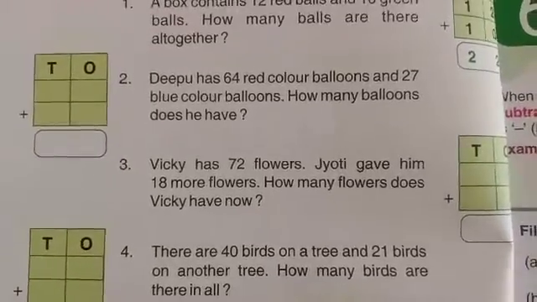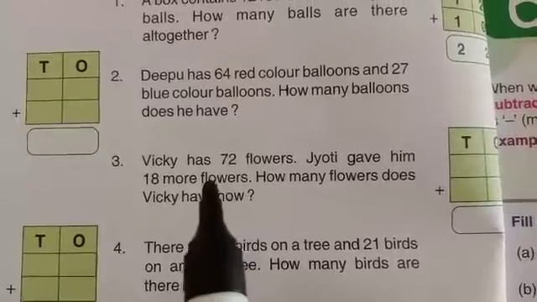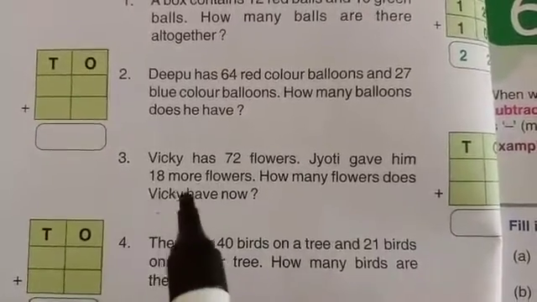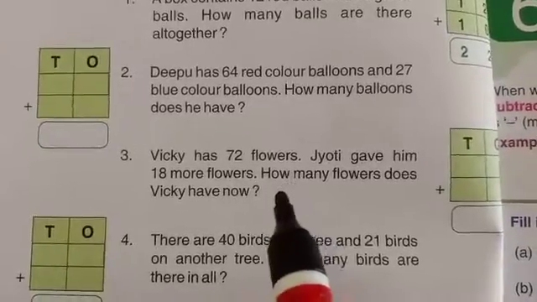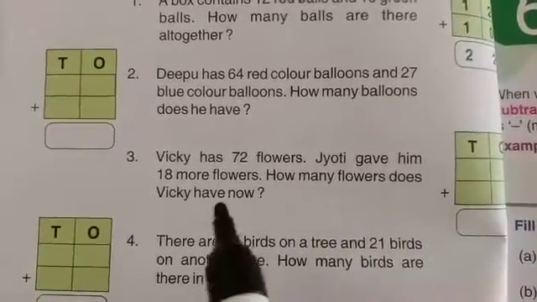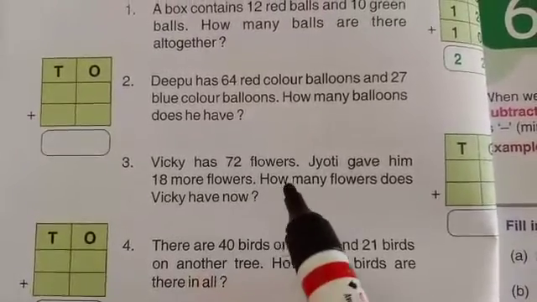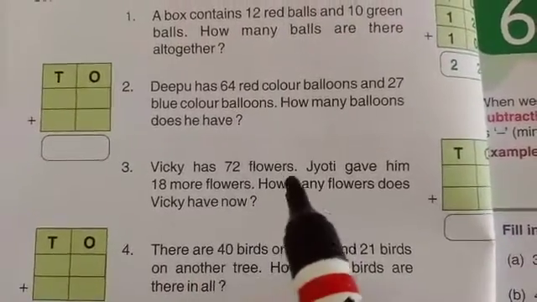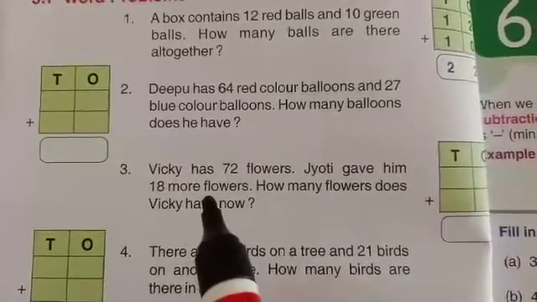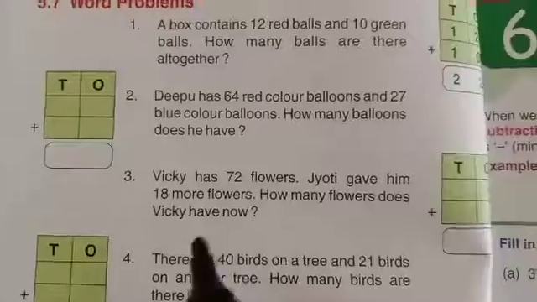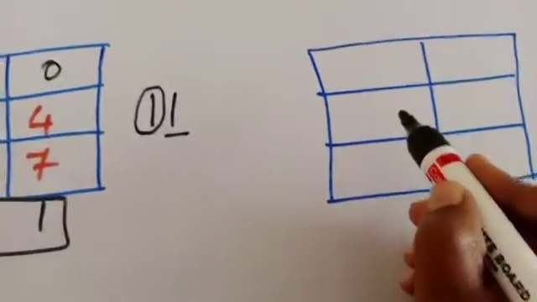The third question is, Vicky has 72 flowers. Jyoti gave him 18 more flowers. So how many flowers does Vicky have now? Vicky has 72 flowers. So let's write the number 72.